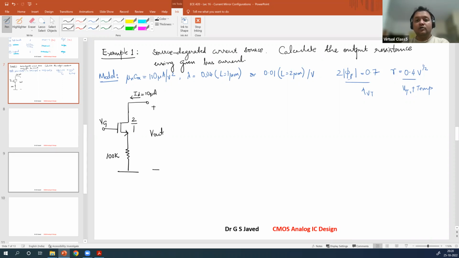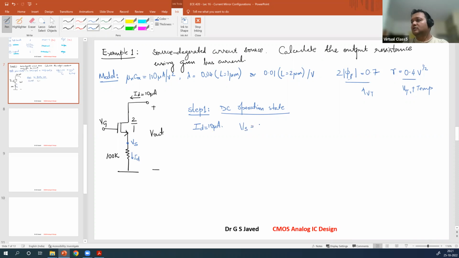Now, how do you begin? Pay close attention. Step 1. You just finished your exam, so you will remember very well. Step 1, find the DC conditions, the DC operating state. What is it? First one you know is ID equal to 10 microampere. Now, this node, let us call it the source. ID travels here.